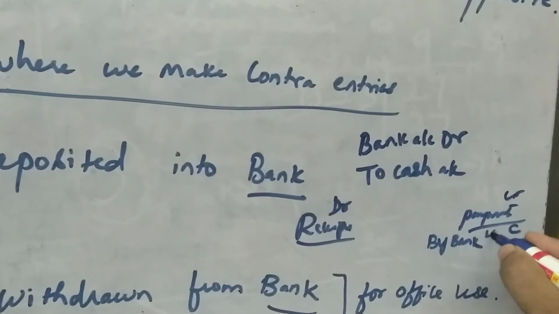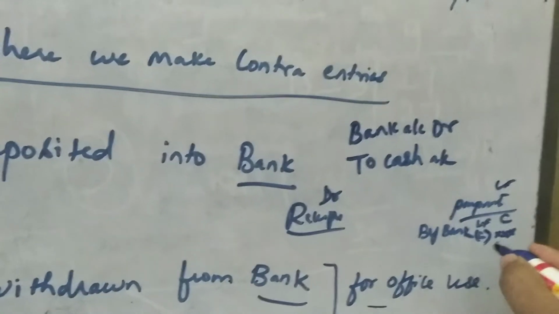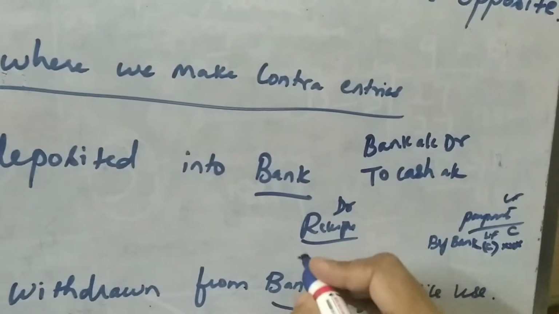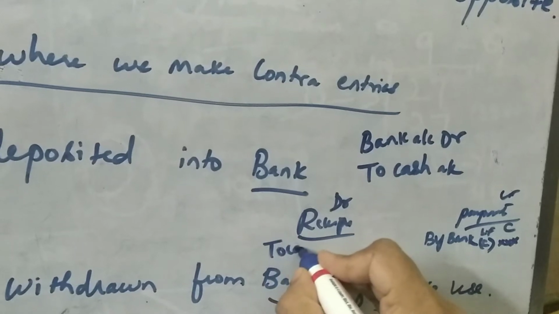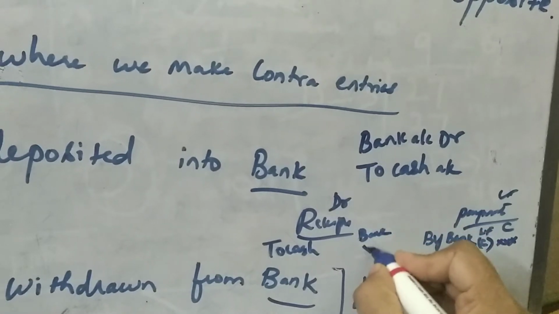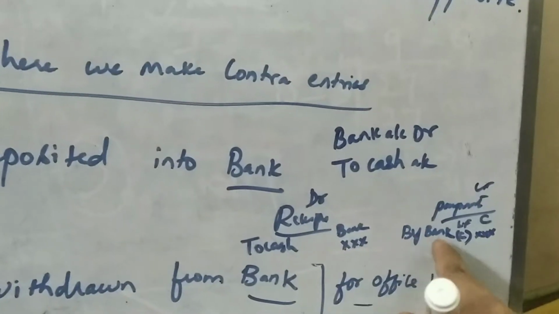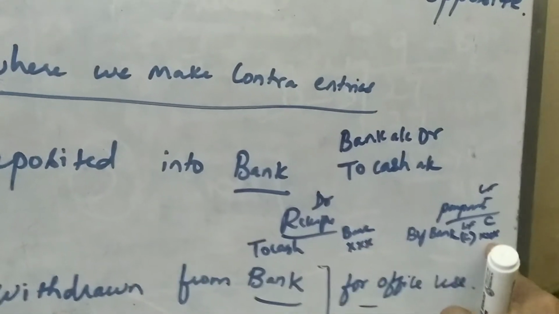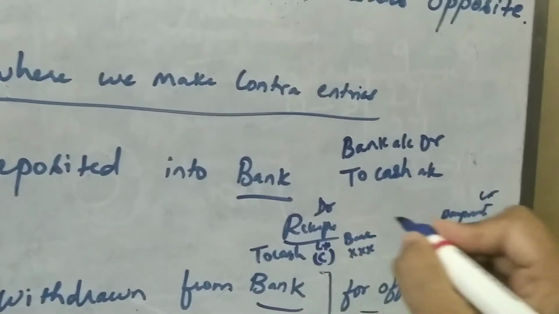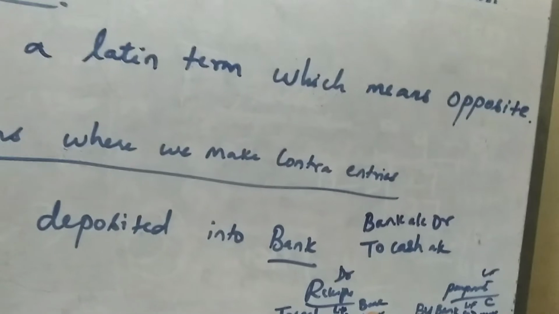And in the ledger folio column we will mark C. The C stands for contra entry. So on the same date, on the debit side you will write to cash and put the amount in the bank column. Just the opposite. When you write cash, you have to put the amount in the bank column. When you write bank, you have to put the amount in the cash column. This is only for contra entry, not for any other normal entries.